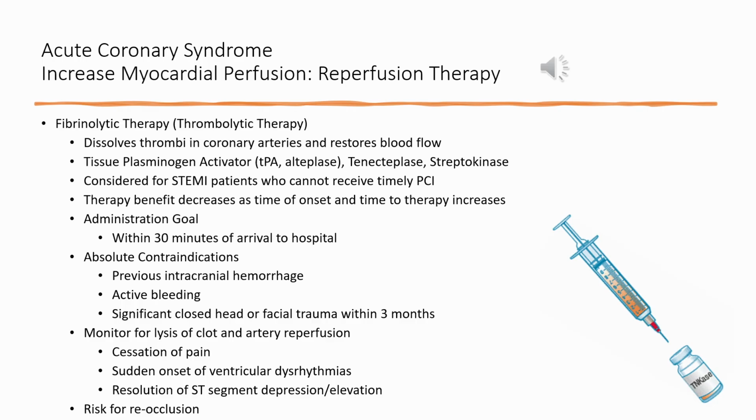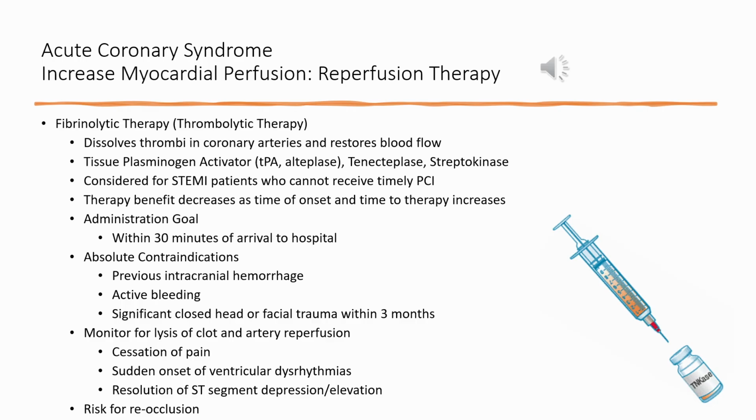So this class of medications includes tissue plasminogen activator, also known as TPA. We also have tenecteplase and streptokinase. You may hear TPA also referred to as alteplase. So these drugs can be life-saving. Their effectiveness decreases as time passes. So that's why early administration is so important with fibrinolytic drugs. So the goal is to administer fibrinolytic therapy within 30 minutes of the patient's arrival at the emergency department.